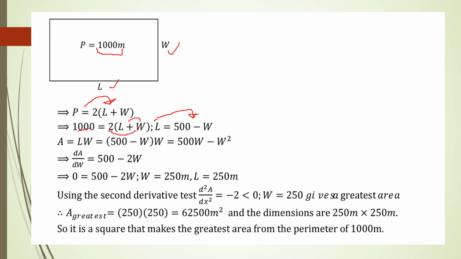So from here we get area, but remember that area is the same as length times width. So after getting length times width, our length is, now remember that length, we have already got it as 500 minus W. Now why do we do this? Remember that area is equal to length times width. And why are we differentiating area? Because they talked about greatest area.